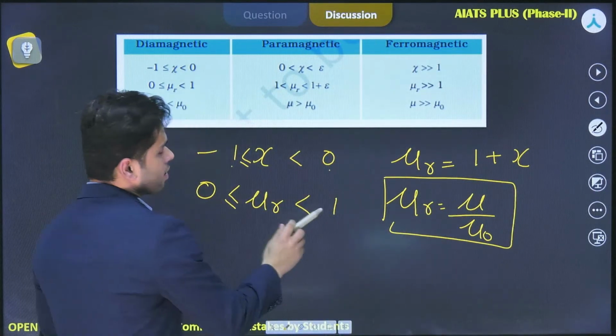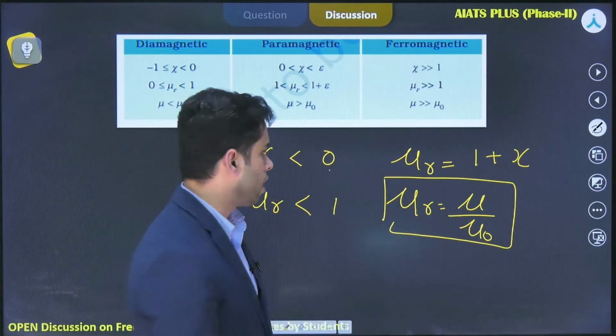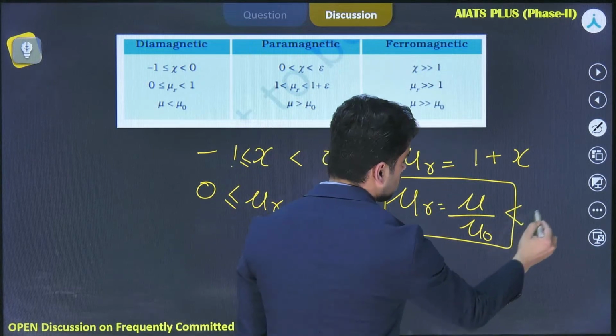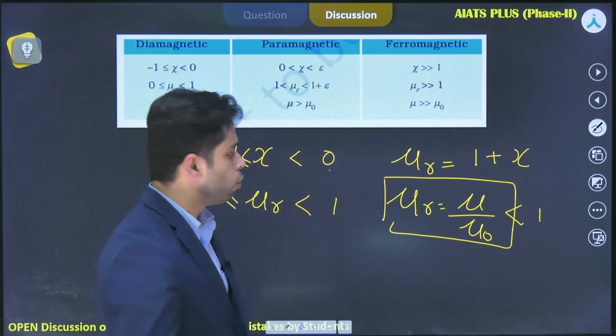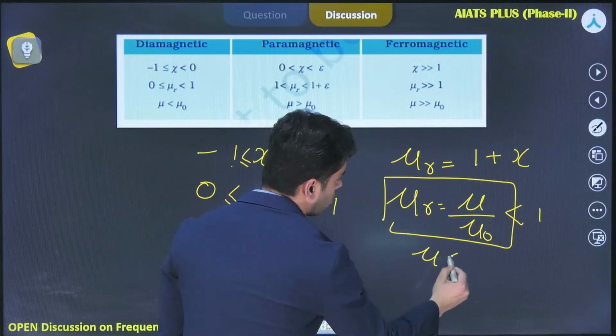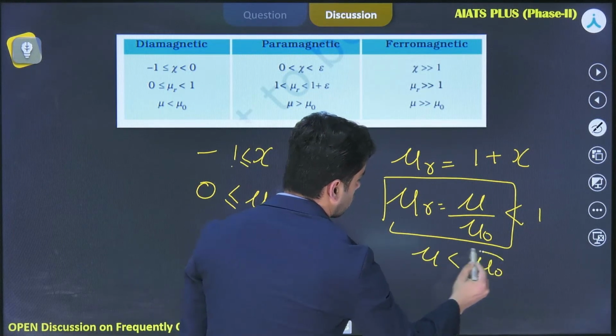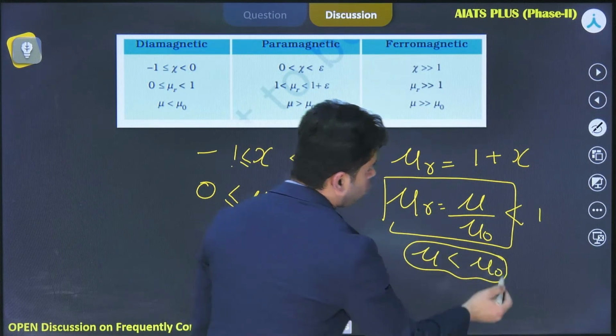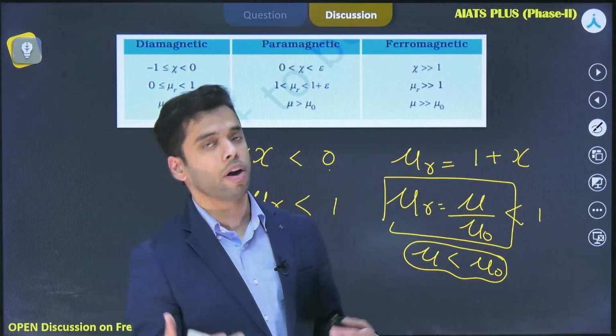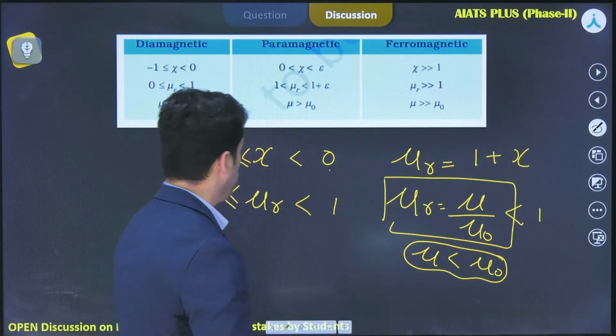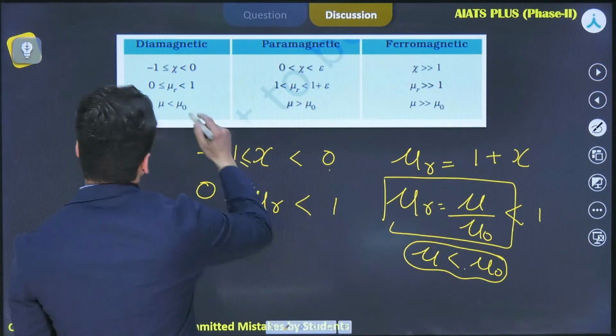Now if mu r is less than 1, that means mu by mu naught is also less than 1. And if mu by mu naught is less than 1, that means mu would be less than mu naught. Right? That means the permeability of the medium will be less than the permeability of free space or vacuum. So that is for the diamagnetic material.